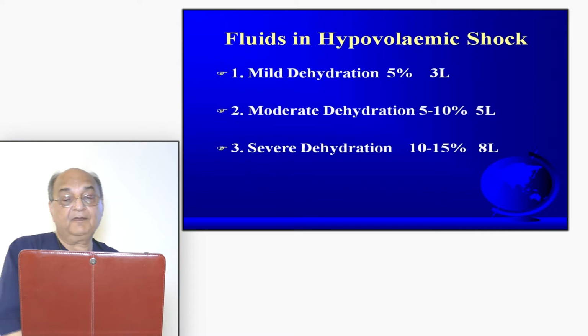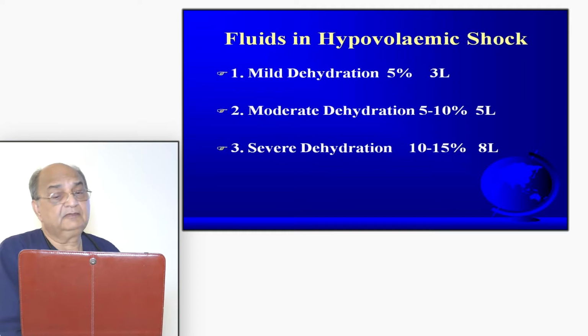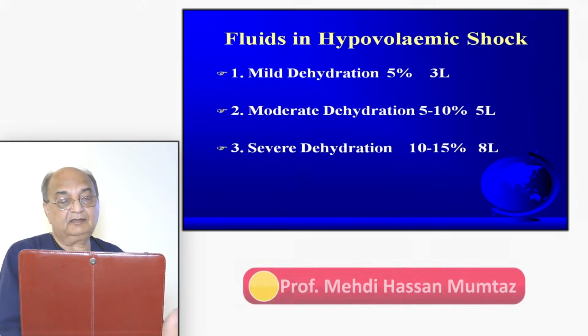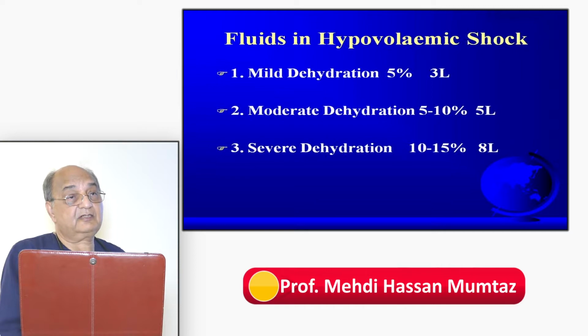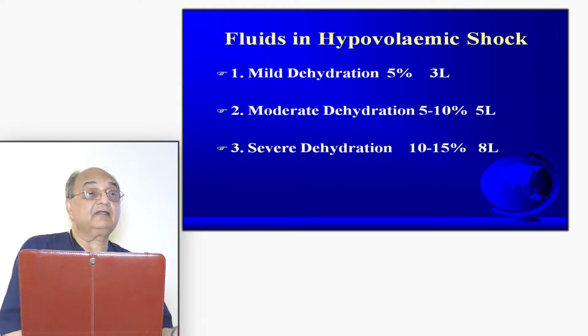So let's start with hypovolemic shock. If the patient has hypovolemia, you should be able to assess how much the dehydration is. If it is a mild dehydration, it means the patient has about 5% dehydration, which means about 3 liters of fluid less in the body. Then the second category is moderate dehydration, 5 to 10%, which means a deficit of 5 liters. Then the third category is severe dehydration. If they have lost more than 10 to 15%, it means they are deficient by 8 liters.